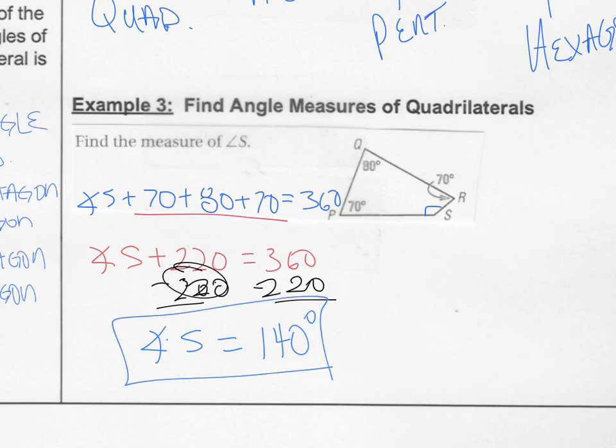That's all you've got to do. It's got to be a quadrilateral, a 4-sided figure, and the angles have to total 360 degrees. Just set up an equation like I did right here, and solve for the missing angle. You could give it a letter. You could call it X or anything like that.